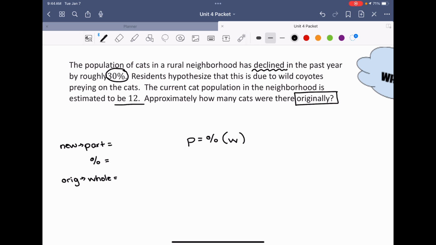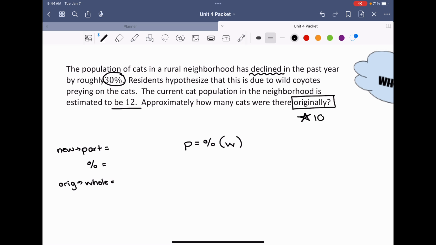So I'm boxing, underlining, and circling those key things. I recognized my keyword of decline, which tells me that I have to subtract. So I'm going to be taking 100% and subtracting 30%. So the percentage I need to use in my formula is 70%. Let's plug everything in. 70%, I have to change to a decimal, so 0.7. The part is 12, and I am finding the whole.